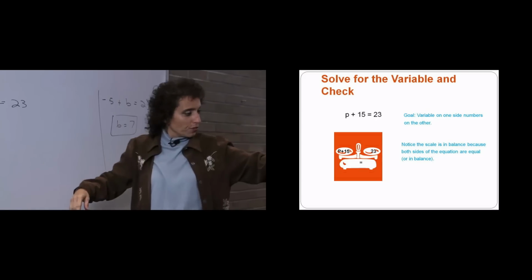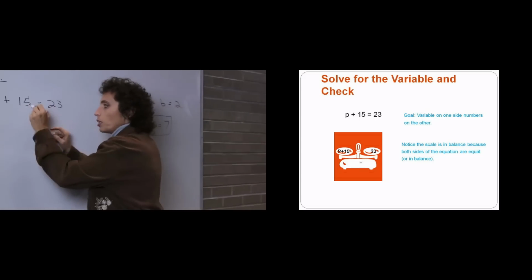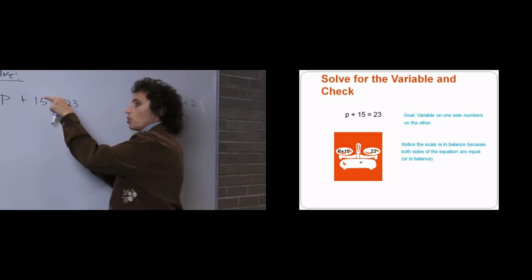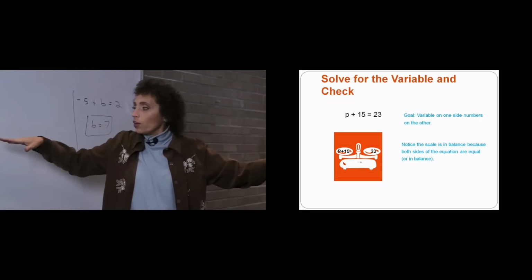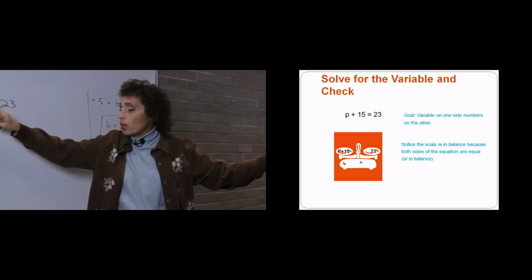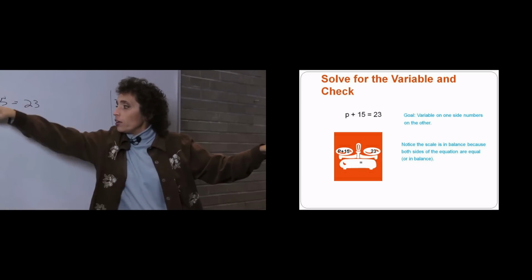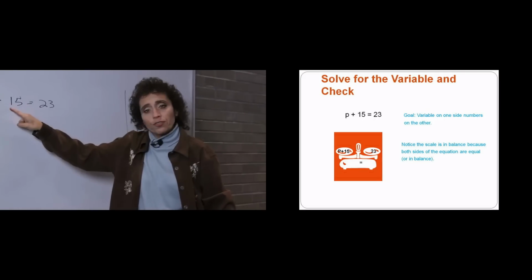Okay, so I have p plus 15 here and 23 here. Okay, because this says that this expression is equal to this expression. So I have p plus 15 on one side of my balance and 23 on the other. I'm a scale and balance. But remember the goal, I want to get only p on this side and everything else on the other. So that means I've got to get rid of this 15.